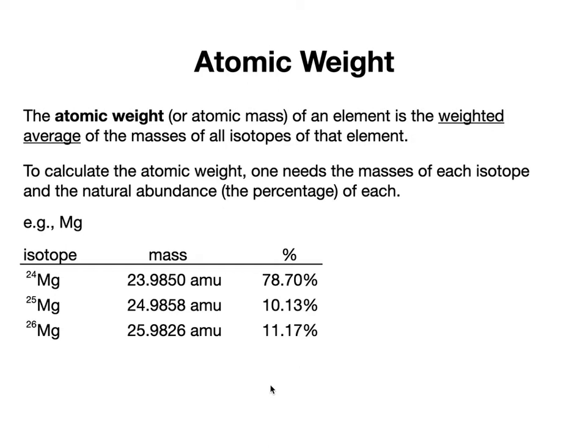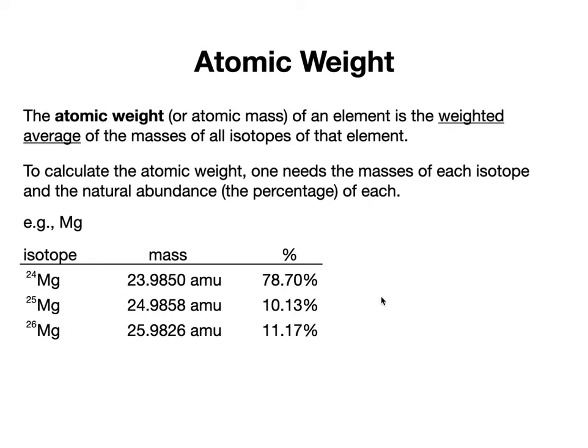Okay? Now, class, if I asked you, taking these three masses, what is the average mass? Okay, what you would do is what? For a simple average, you would add these up and divide by 3, wouldn't you? Okay, that's not what an atomic weight is. It's a weighted average, meaning we have to take into account these percentages.